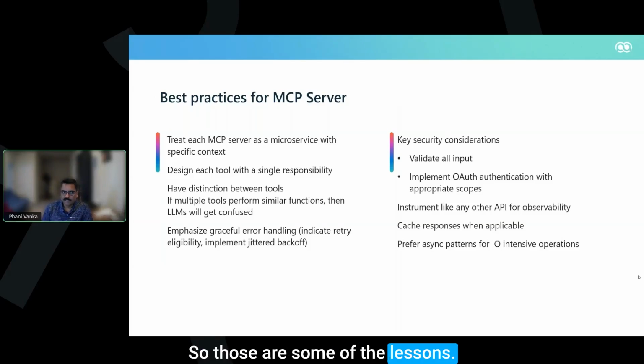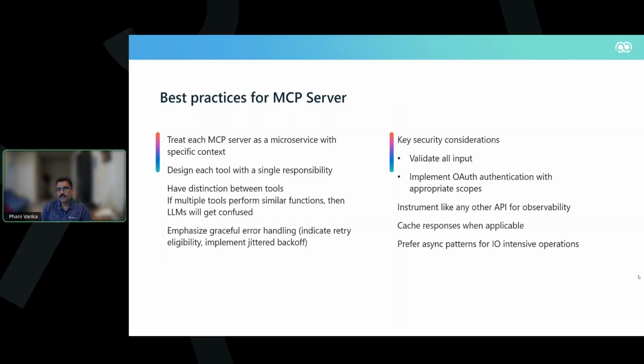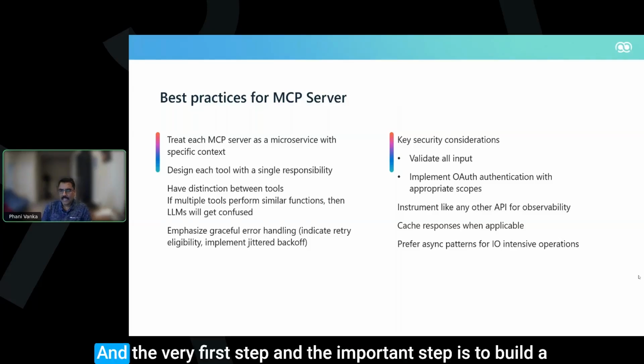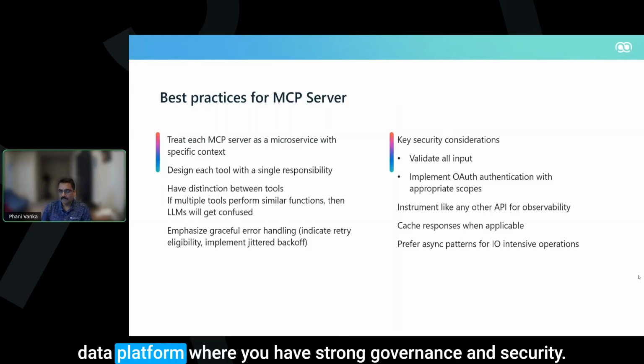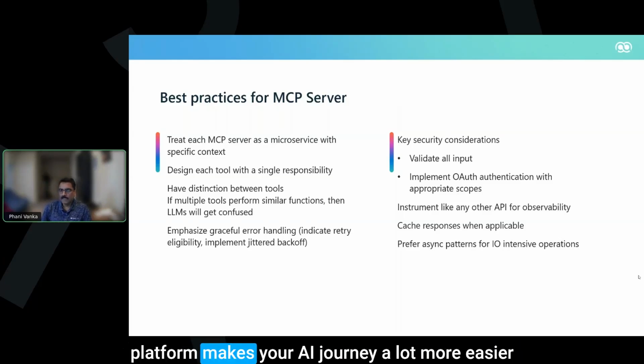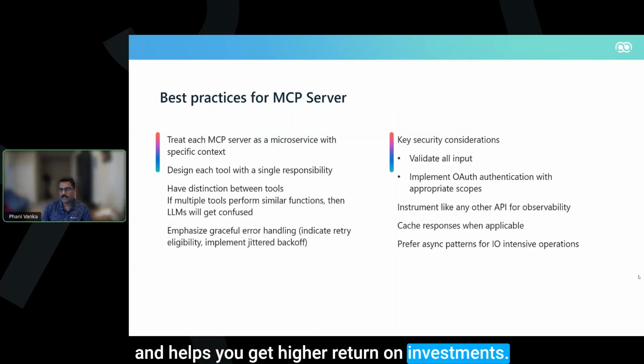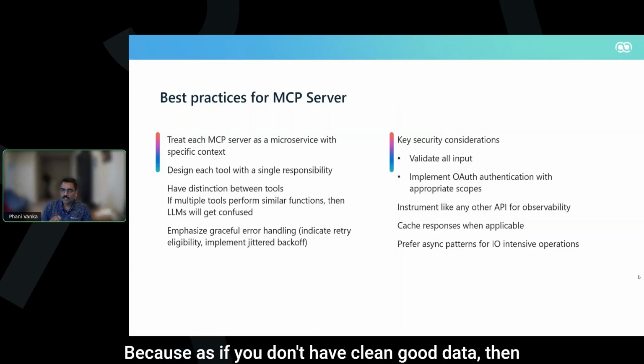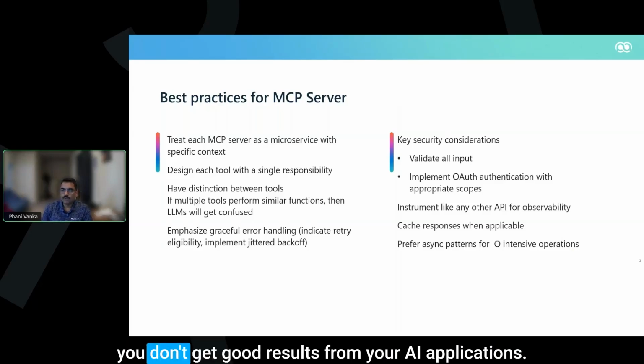So those are some of the lessons. If we just recap, building agents is a journey, and the very first and important step is to build a data platform where you have strong governance and security. Building your AI agents on top of that data platform makes your AI journey a lot easier and helps you get higher return on investment, because if you don't have clean, good data, then you don't get good results from your AI applications.